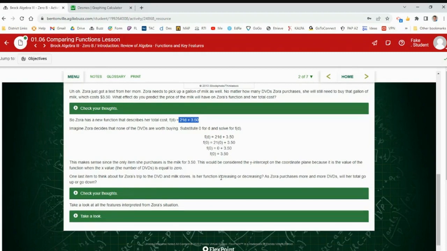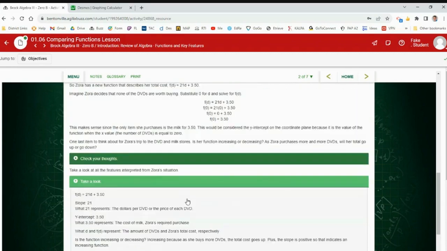Is her function increasing or decreasing? Oh, yes, an increasing function or decreasing function. As she purchases more and more DVDs, does the total go up or down? Obviously, it's increasing. The more DVDs you buy, the more money it takes to buy them. So check your thoughts there. Take a look at all the features. So let's look at all the features from her interpretation.